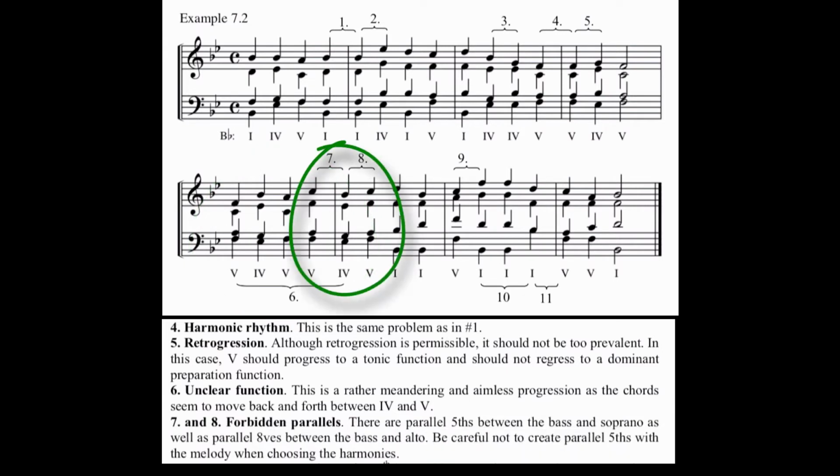7 and 8, we've got more forbidden parallels. There are parallel fifths between the bass and the soprano, as well as parallel octaves between the bass and the alto. So be careful not to create parallel fifths with a melody when choosing the harmonies.